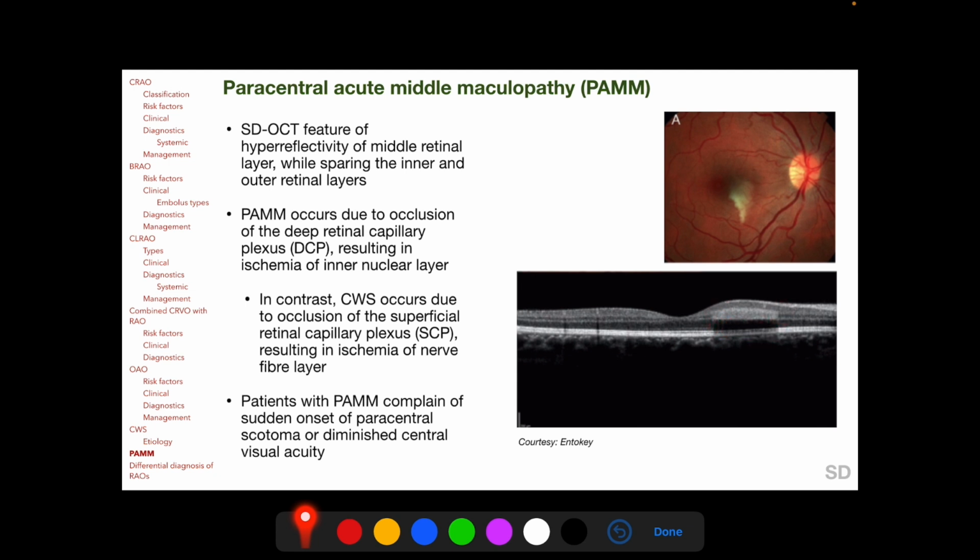In contrast, cotton wool spots, which we have just described, occur due to occlusion of the superficial retinal capillary plexus, resulting in ischemia of the nerve fiber layer. And patients with PAMM complain of sudden onset of paracentral scotoma or diminished central visual acuity.